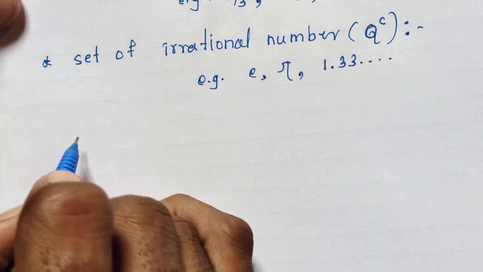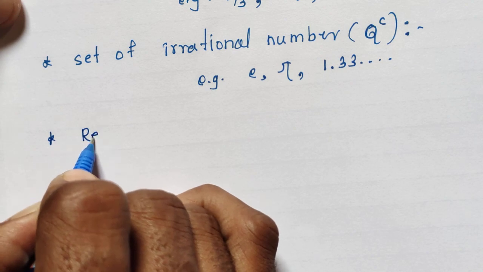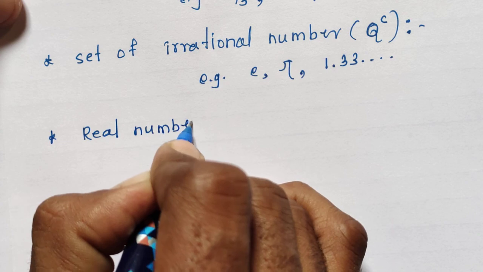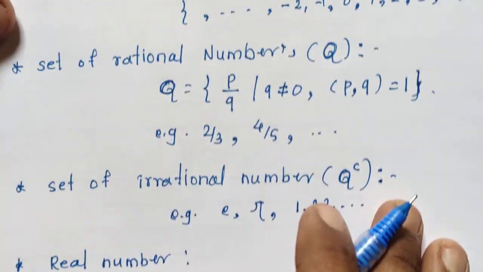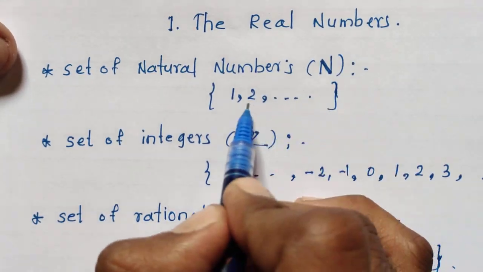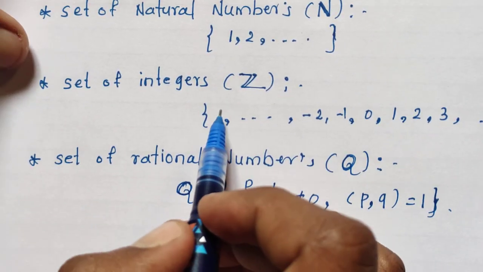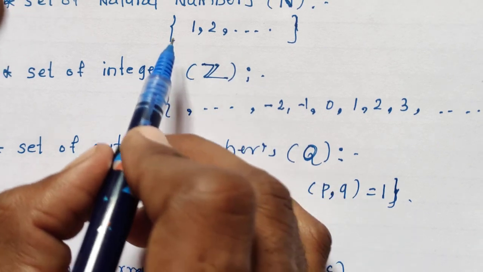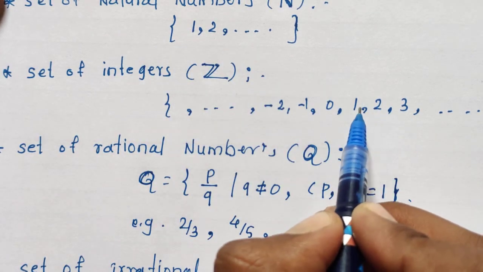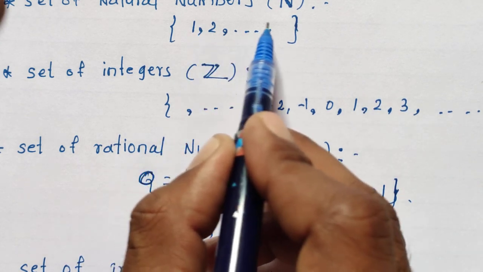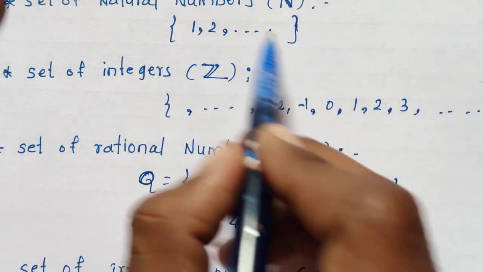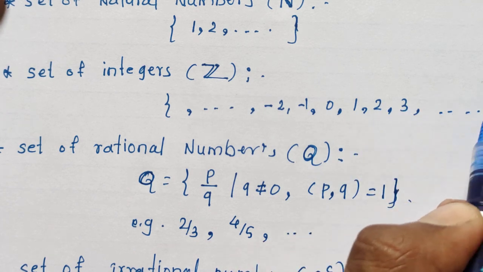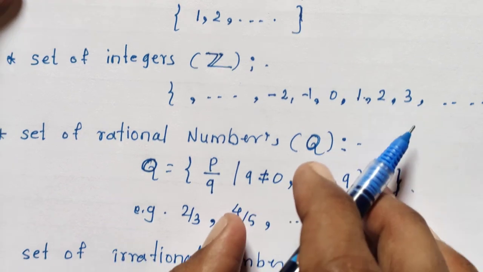Now we will see our real numbers, the union of these two. In the first set we have seen the natural numbers, in the second set we have seen the integers. One thing is common here: all the natural numbers 1, 2, 3, 4, 5 and so on are present in the set of integers. All those natural numbers are in the set of integers.